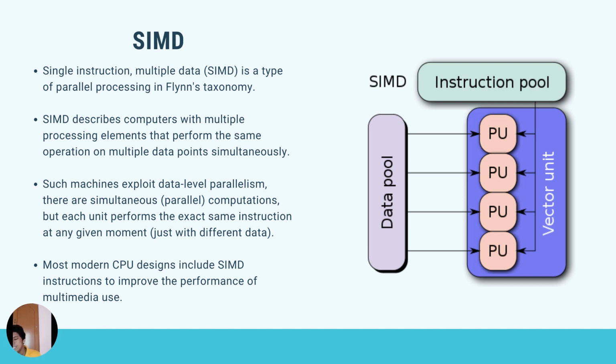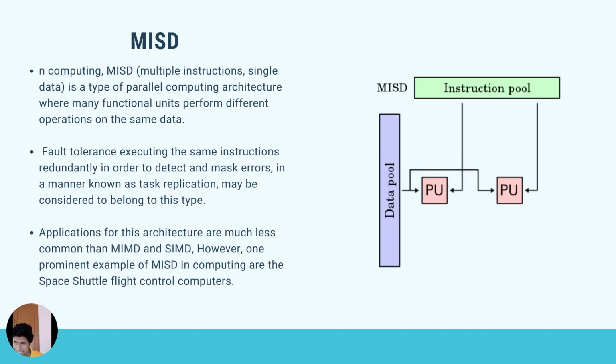So that's about SIMD. Now moving on to the third classification, MISD. In computing, MISD, or multiple instruction, single data, is again a parallel computing architecture where many functional units perform different operations on the same data. Fault tolerance, executing the same instructions redundantly in order to detect and mask errors, in a manner known as task replication, can be considered to be this type.